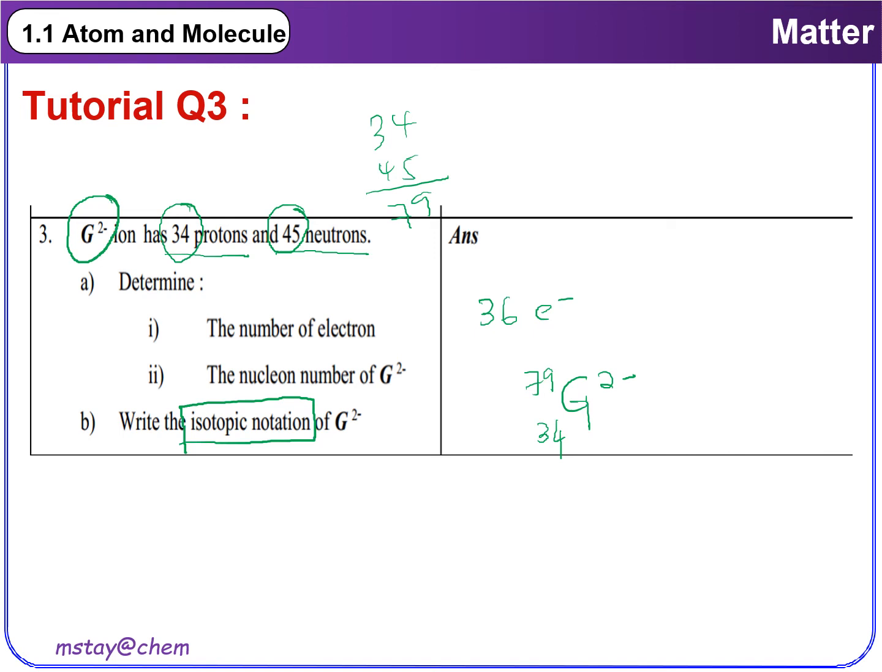Okay, then they ask us what is the neutron number. So basically we already totaled up just now. So the neutron number is equal to 79.